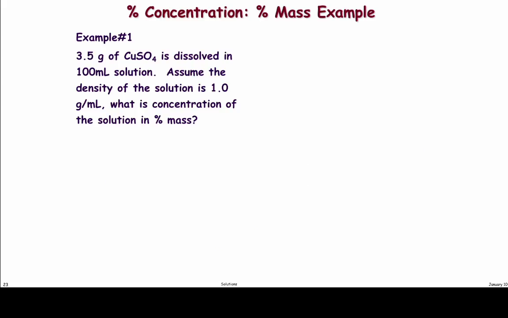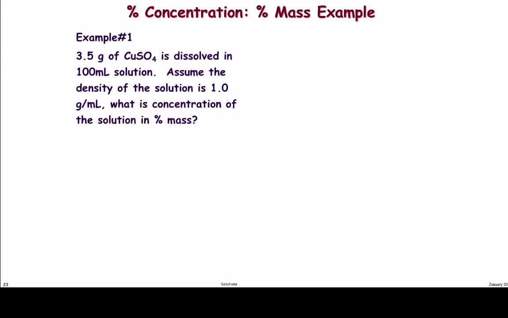So, let's take a look at an example. You have 3.5 grams of copper sulfate. It's dissolved in 100 milliliters. Assume that the density of the solution is 1 gram per mL. What is the concentration in percent mass?